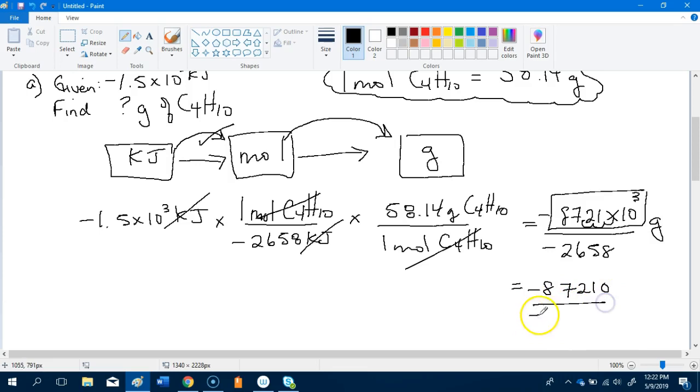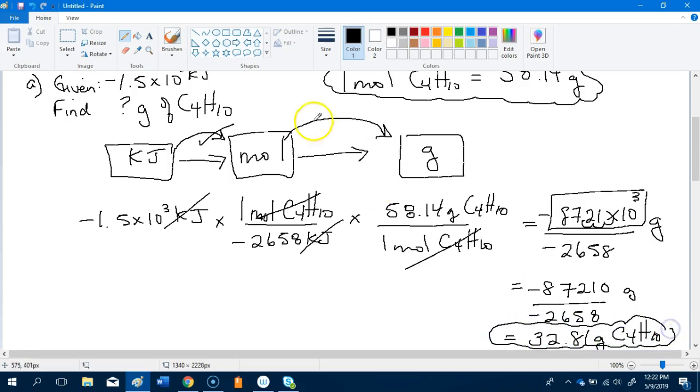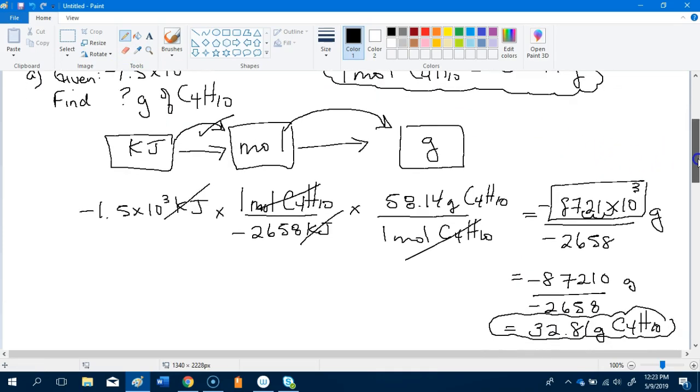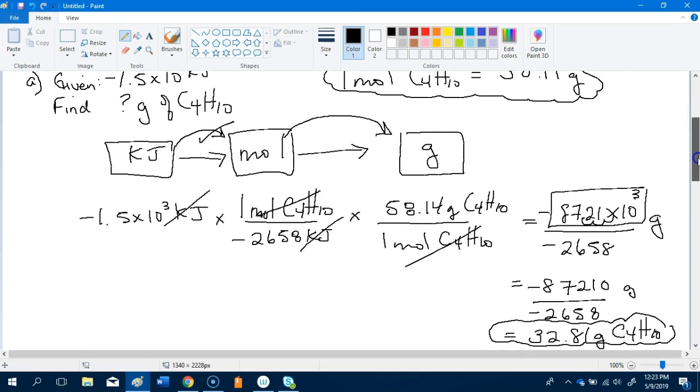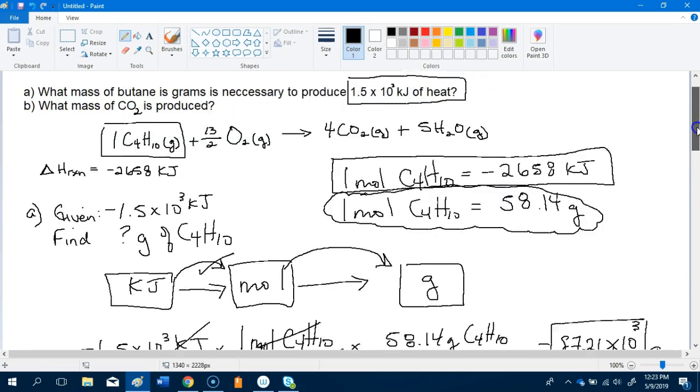So that becomes 87,210 divided by negative 2,658 grams. And then when I do the division on that, I get 32.81 grams of butane, which is needed to produce 1.5 times 10 to the power of 3 kilojoules of energy. So that's part A of that question. Let's go back and look at part B.